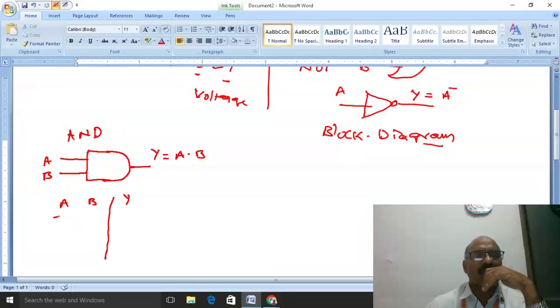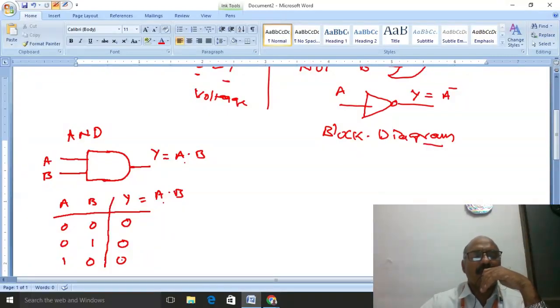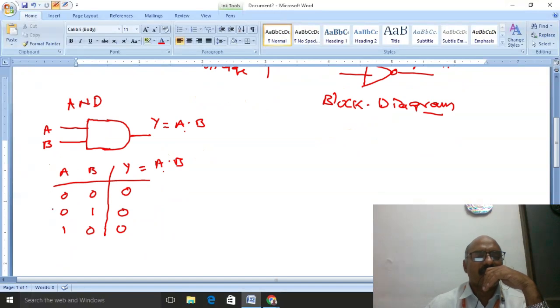Suppose we give values to A, B and Y. Suppose this is 0 and this is 0. 0 into anything is 0, so the output is 0. This is 0 and this is 1. Again, Y equals A dot B, and 0 into anything is 0. This is 1 and this is 0. Again, 0 into anything is 0. And when both are 1, 1 into 1 is 1.